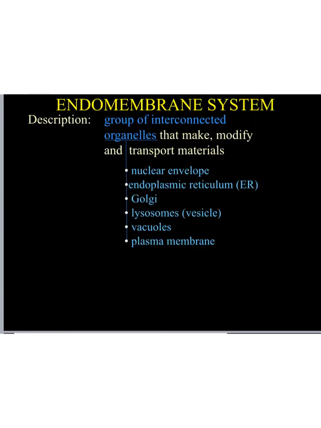Okay, so now we want to talk about some of these organelles. And we specifically talk about the organelles that make up something called the endomembrane system. So this is a group of organelles that are responsible for making, modifying, and transporting material. So often these materials leave the cell and are used somewhere outside the cell, although they can stay internal and be used inside the cell. We are going to focus our efforts on making proteins.